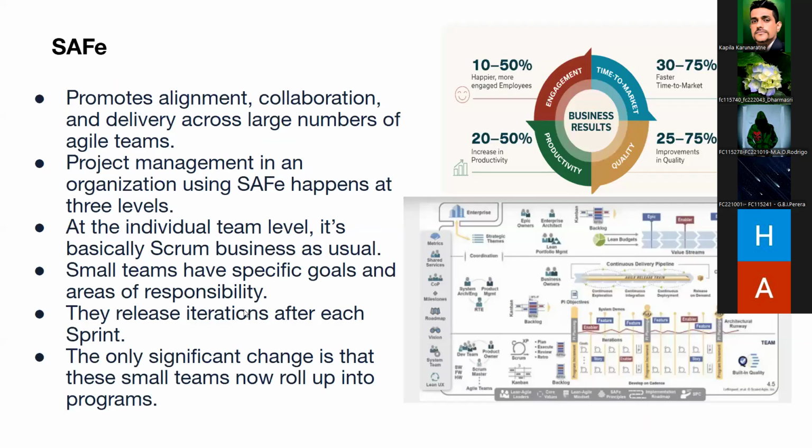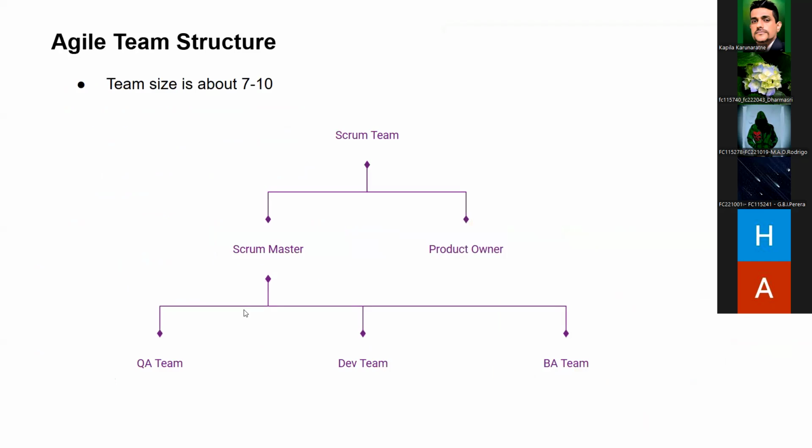So basically, from here onwards, I'm going to deep dive into Scrum, not the other two. Basically, the Agile Scrum team structure is like this. We will have a Scrum team, and a Scrum team has three different roles. In Scrum we only have three roles, not three people, three roles.